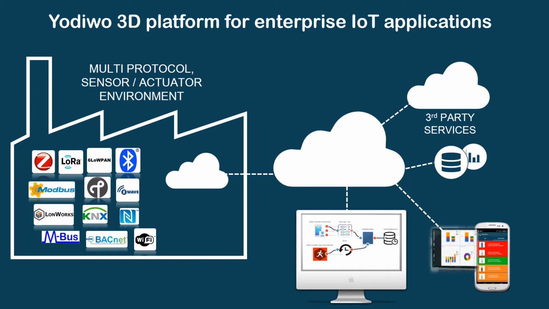Yodiwo's 3D platform consists mainly of three components. The first one is Cyan, and this is an advanced workflow creator where any digital function of the network, regardless if it comes from a software library, a hardware device, or a third-party service, is virtualized and the developer can codelessly build solutions in very short time.